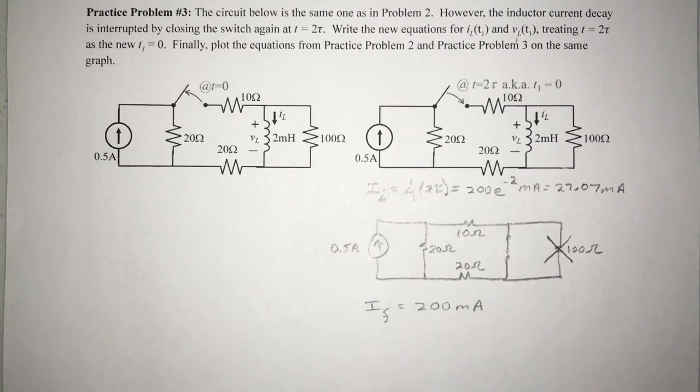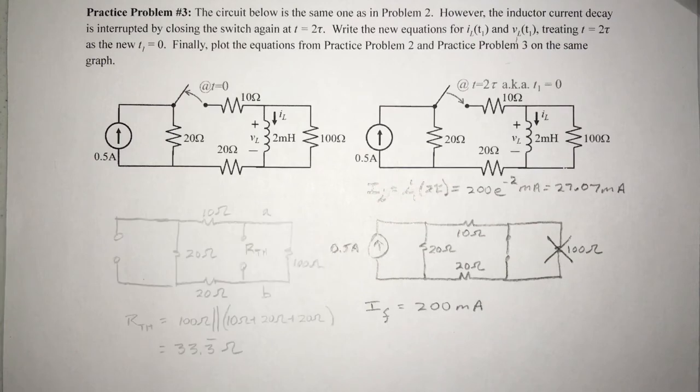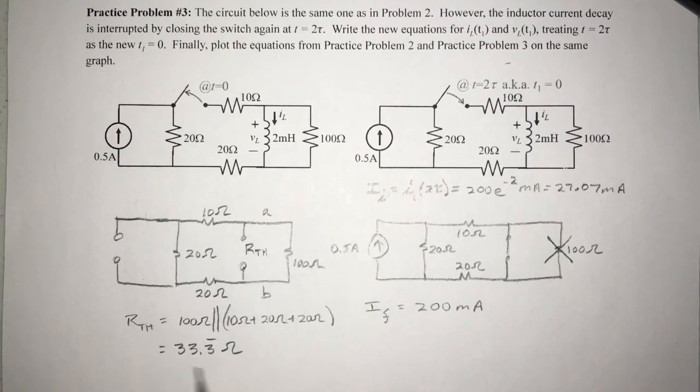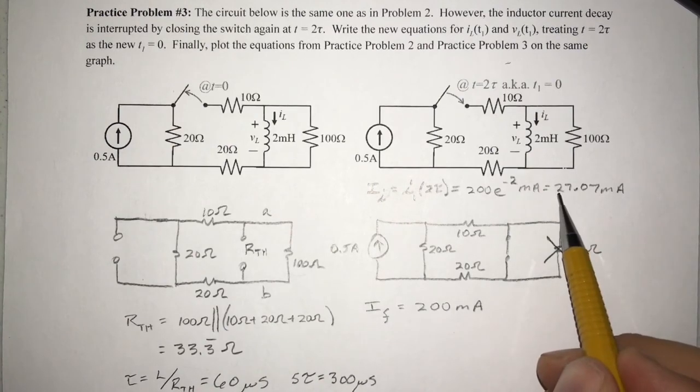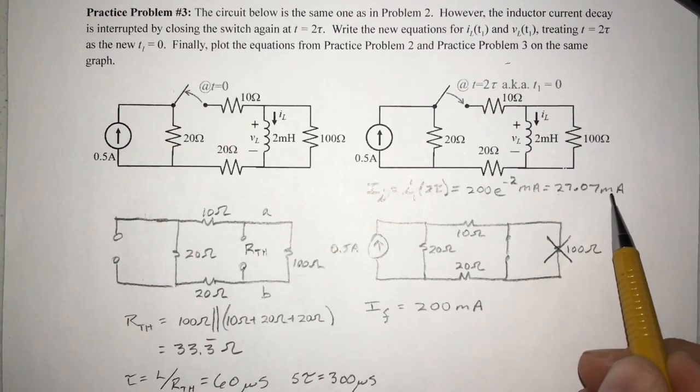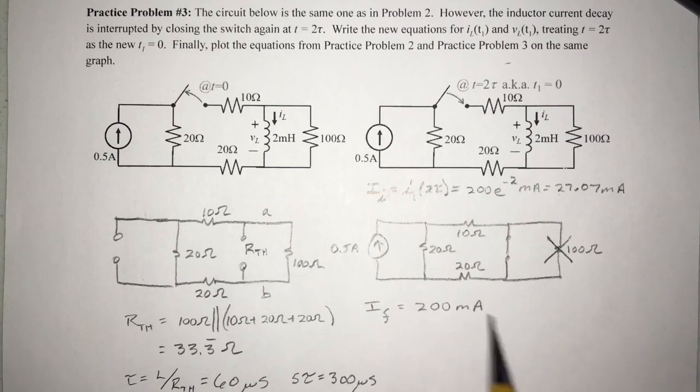Now we'll redraw the circuit, turn off the source, remove our inductor, and find our Thevenin. Our Thevenin in this case comes out to be 33.3 ohms. Now we can find tau. Tau is equal to 60 microseconds. 5 tau is equal to 300 microseconds. So it takes 300 microseconds to go from an initial current of 27.07 milliamps to 200 milliamps in this new condition. Let's write our equation for I and V.